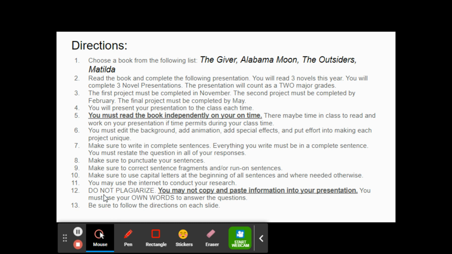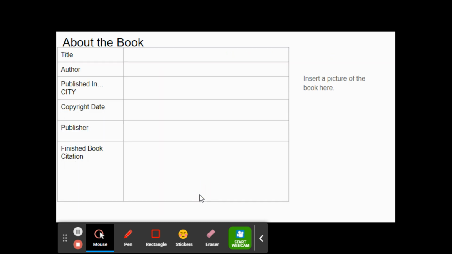Do not plagiarize. You may use the internet to conduct your research. You may not copy and paste information into your presentation. You must use your own words to answer the questions. Be sure to follow the directions on each slide. Highlight that. Be sure to follow the directions on each slide. Okay. No, in a minute. All right, go to the next slide.